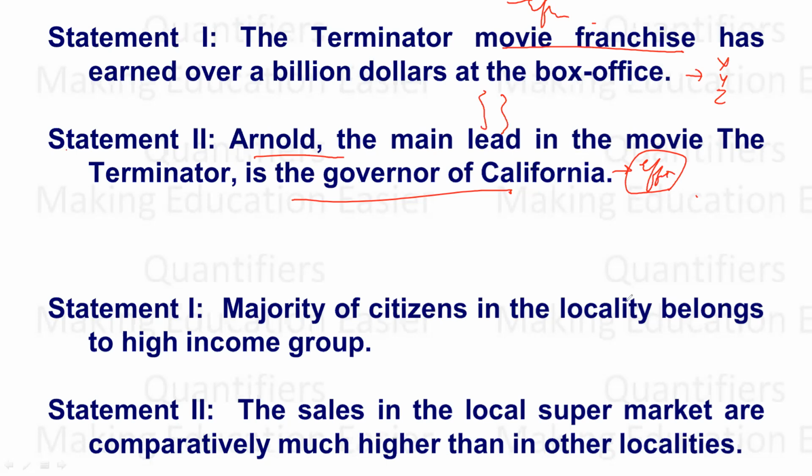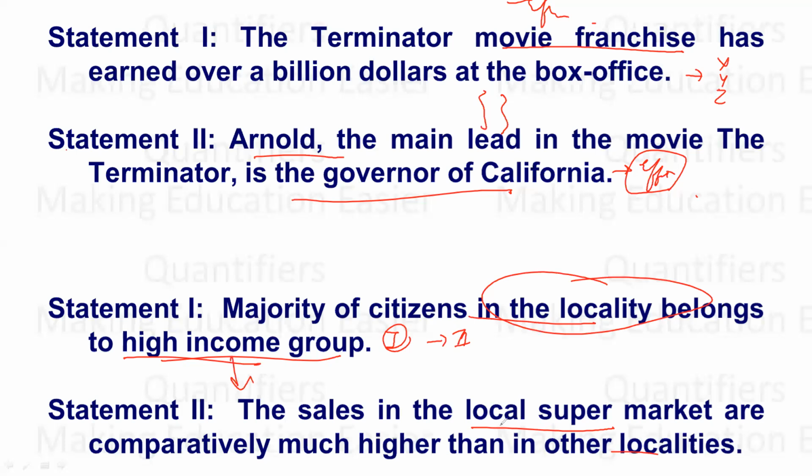Okay. Majority of the citizens in the locality belong to the high income group. Okay. The sales in the local supermarket are comparatively much higher than in other localities. Yes, so we can say that the one is a cause and second is an effect. Since majority of the citizens belong to high income group, therefore the sales is higher because they consume more, they have more disposable income at their hand. Okay, so I hope this is clear.